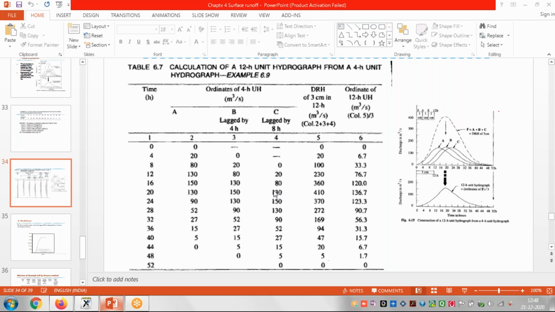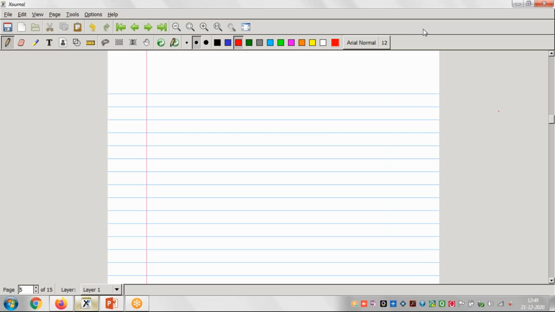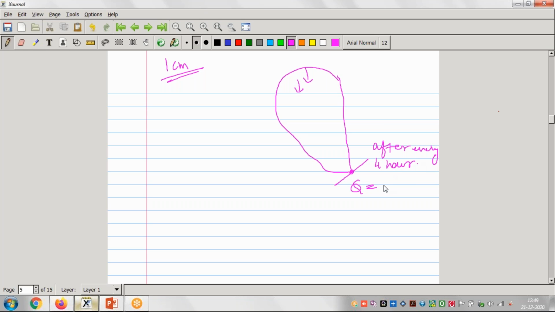See, this is a numerical, but you should understand what is exactly happening in the field. In the field, this is our catchment, right? And in the catchment, rainfall occurred, and this rainfall depth is 1 centimeter only. And at this outlet, this discharge Q is noted down after every 4 hour.